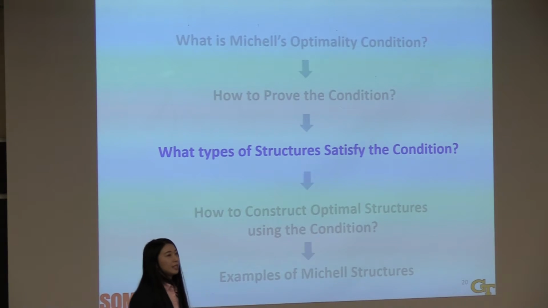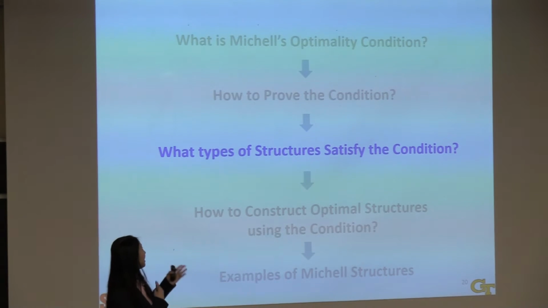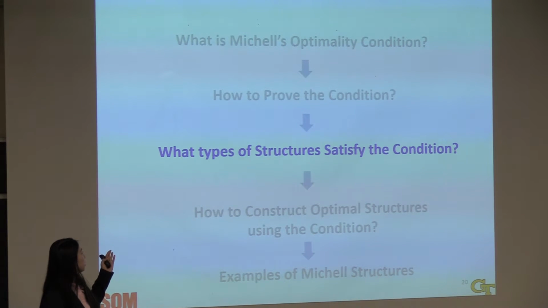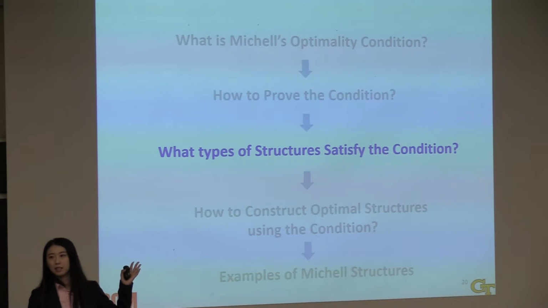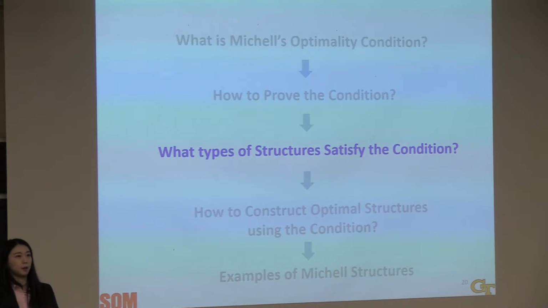So we have seen how we identify a Michell truss and why it has the least amount of material. Let's see, and the natural question to ask is: what does it look like? What does the structure look like? Next I'm going to talk about some types of structure that satisfy this condition.